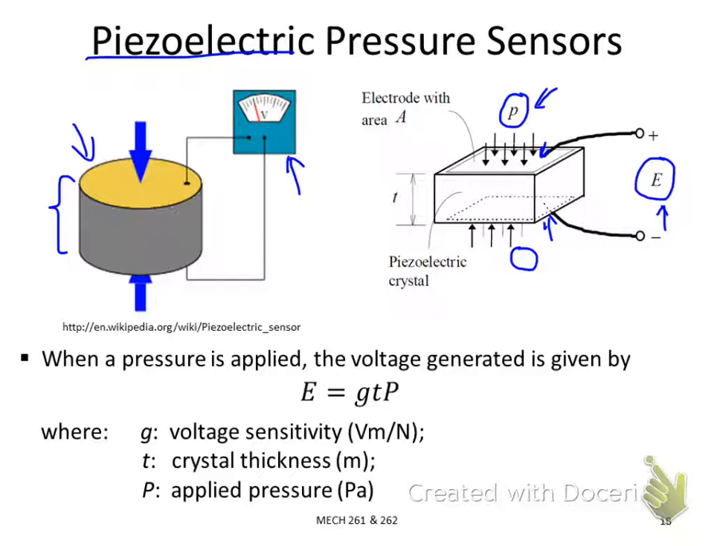So this is actually the voltage generated, and this is the pressure difference between the two surfaces. And then this is the thickness of the crystal, and G is the voltage sensitivity. That's the equation we usually use to calculate and design the piezoelectric pressure sensor.